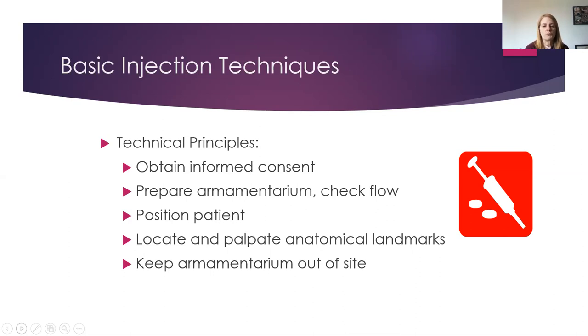We're going to prepare our armamentarium. So we're going to get our syringe, our needle, our cartridge, our needle capping card, our topical, and our cotton tipped applicators that we need for possibly pressure anesthesia or for just checking on our pathway into where we're injecting.